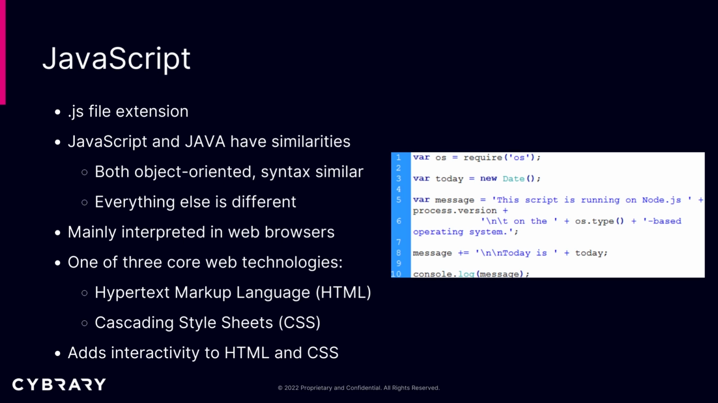Because Java is a programming language and JavaScript is a scripting language, with the difference being that Java is compiled, whereas JavaScript is interpreted. JavaScript is mainly interpreted in web browsers to allow for interactive web pages. JavaScript is one of the three core web technologies. The others are the hypertext markup language, which is HTML, and the cascading style sheets, which is CSS. So again, JavaScript adds interactivity to HTML and CSS web pages.